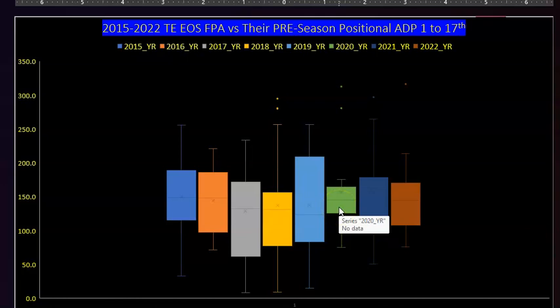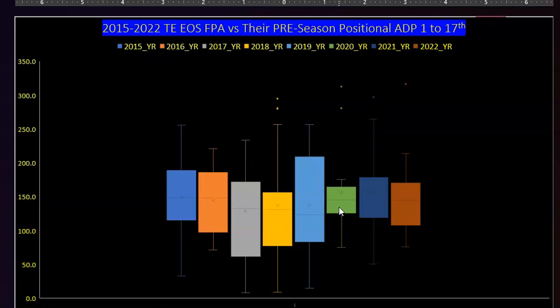So anyway, in the last 3 years, the concentration of the tight ends has been really compact. So in some ways, you could interpret that to mean there's not a lot of difference in the majority of the tight ends. And I believe that's what that data is telling us.